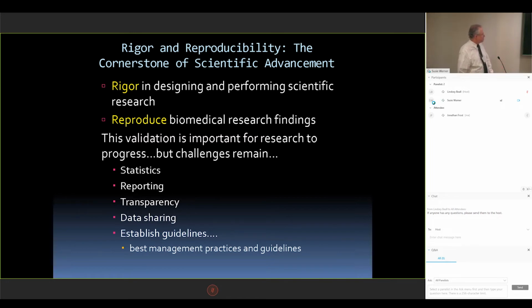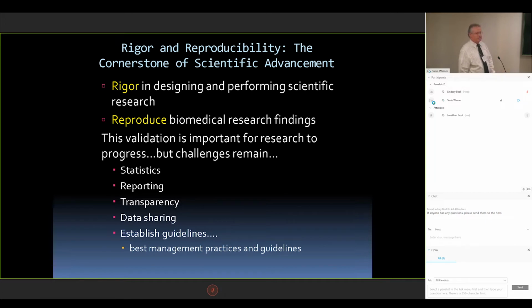Reproducibility is a major component of that. Together, these are the cornerstone of scientific advancement. In the validation process that uses rigor and reproducibility, we still have some challenges. Statistics: I love the old days when t-tests would answer all my questions, but we're long since past that point. It's all multivariate and much more complex. That's what we have graduate students for.